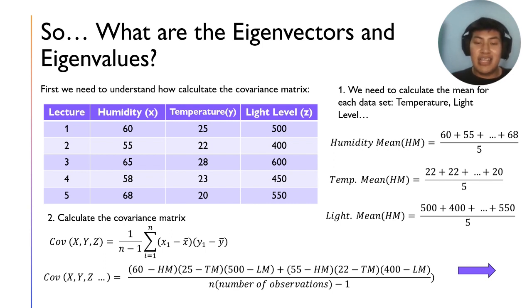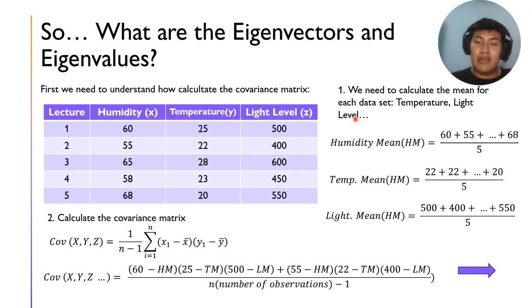So, to get the eigenvectors and eigenvalues, first we need to understand how to calculate the covariance matrix. Here you can see that we have a database with 5 observations. Here are the x, y and z. So first we need to calculate the mean for each dataset.